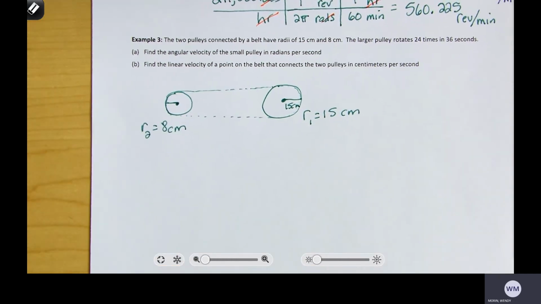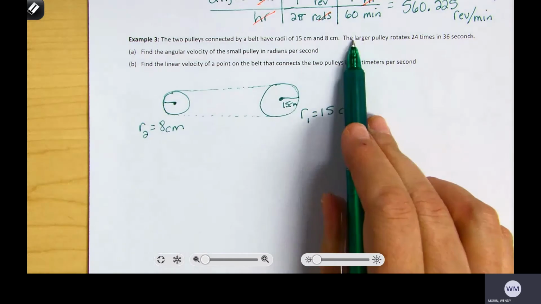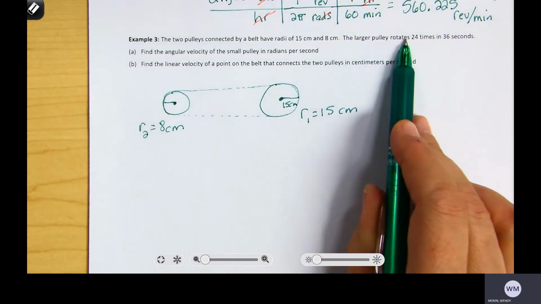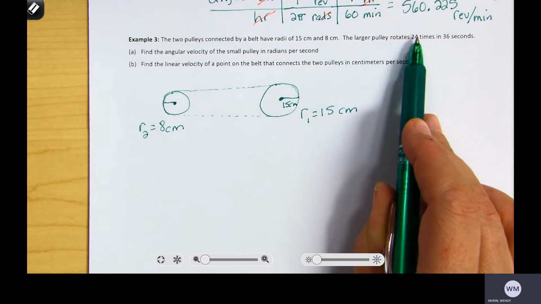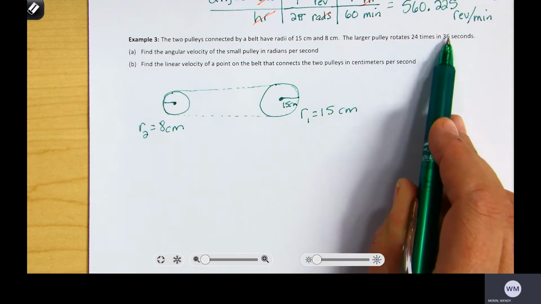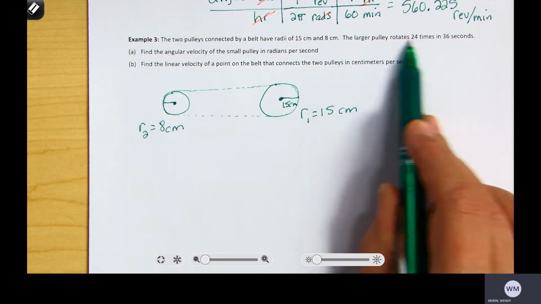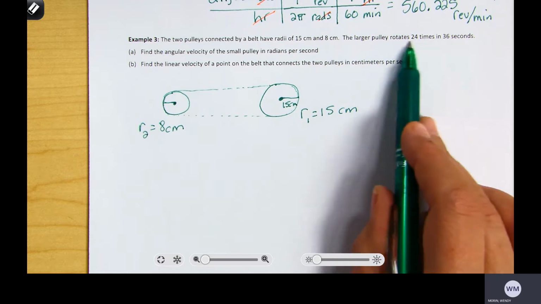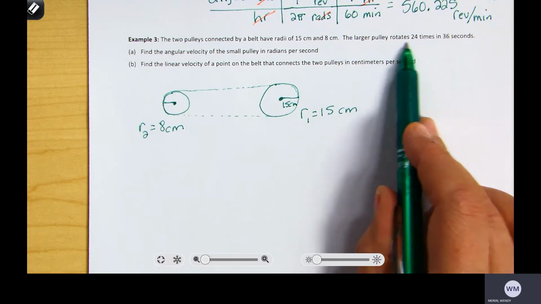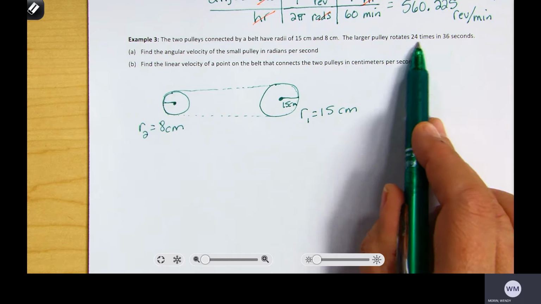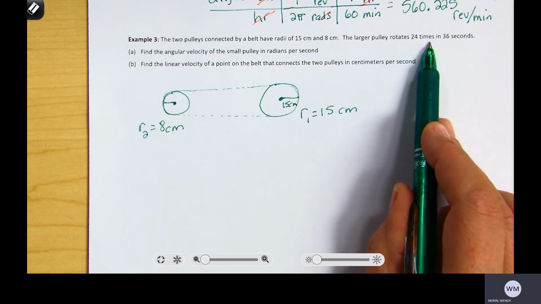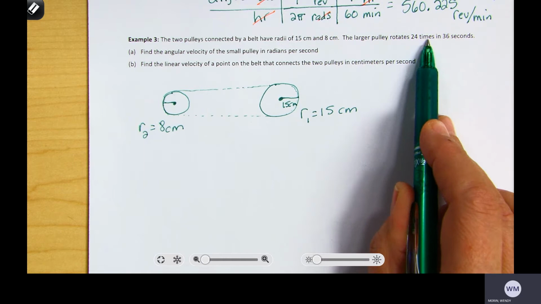So again, I'm just breaking down everything that's given. The larger pulley rotates 24 times in 36 seconds. Rotates. Angular velocity, linear velocity? Which one? Rotates 24 times. Well, it's not a length, so it can't be linear velocity.